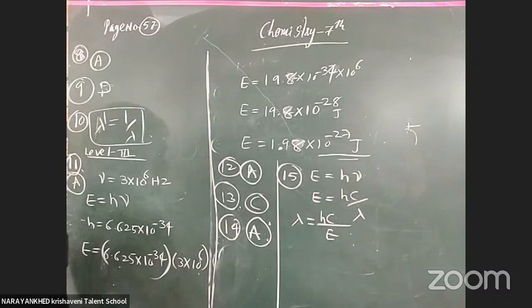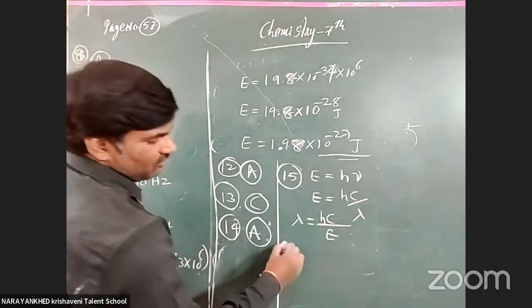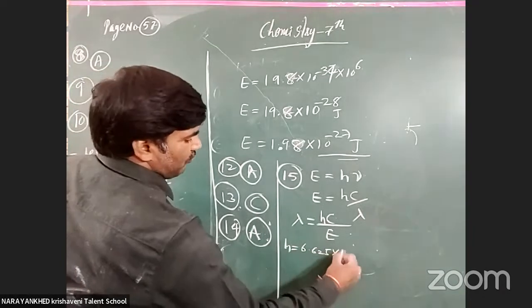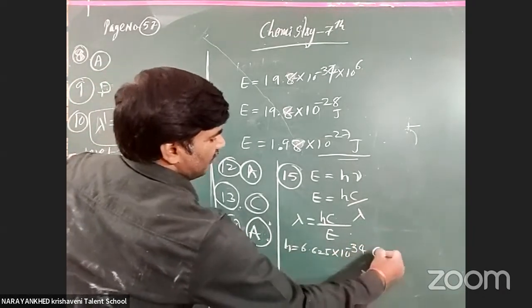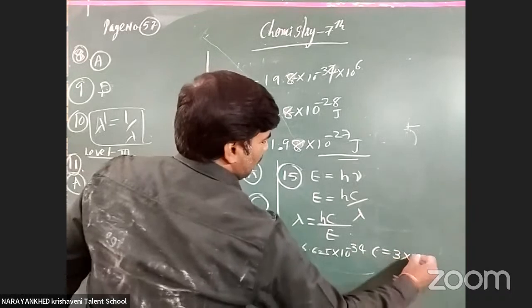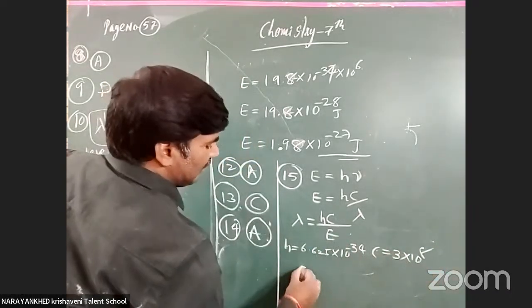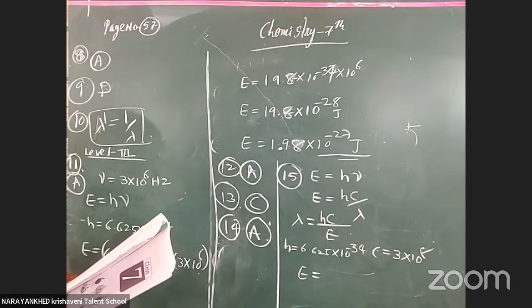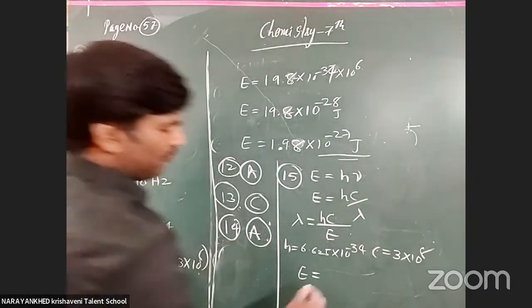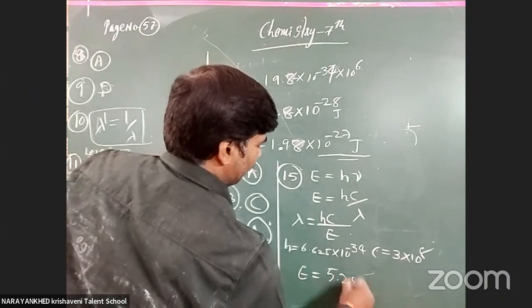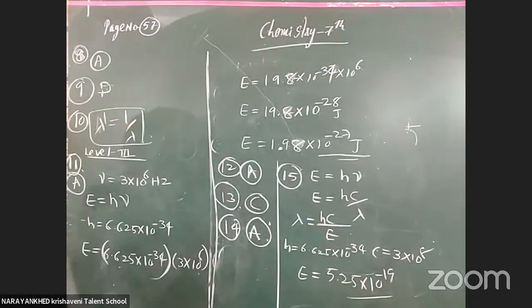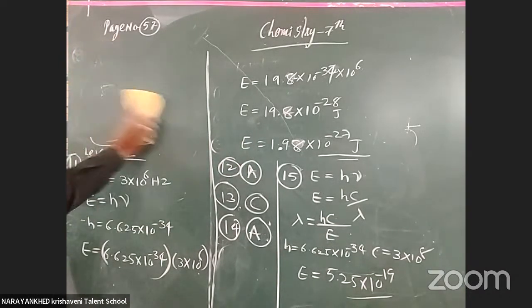Now h is taken as 6.625 into 10 to the power of minus 34, and c is equal to 3 into 10 to the power of 8. And E is given as 5.25 into 10 to the power of minus 19. All these values are substituted in this equation and you get the lambda value. I hope you wrote it. It is already completed now.